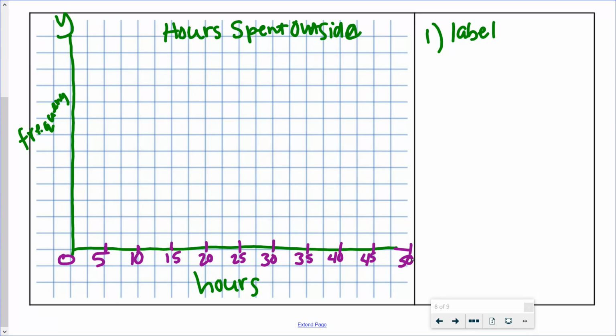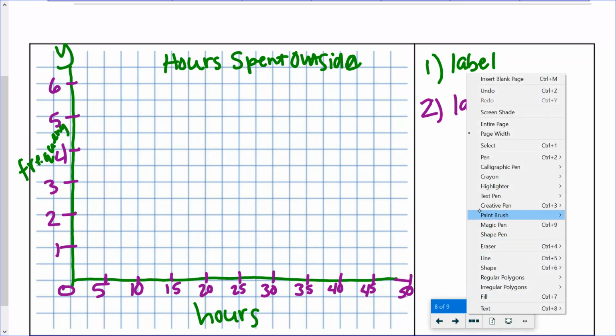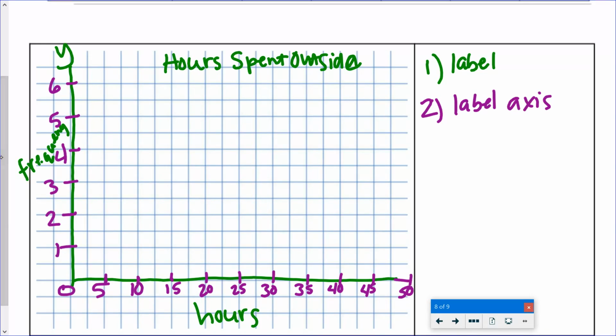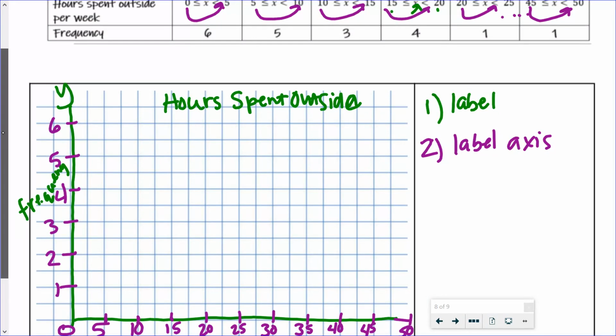After I have my frequency, I'm labeling my axes. The highest frequency that I go to is 6. So I'm going to go 1, 2, 3, 4, 5, 6. I've labeled my axes both with names and with values. Now my job is to transfer in those amounts. Now what we're going to see with histograms is that we are going to take up the entire range that my data includes.